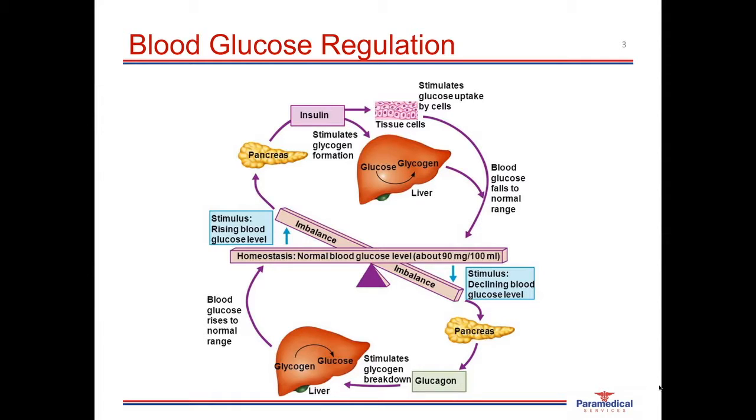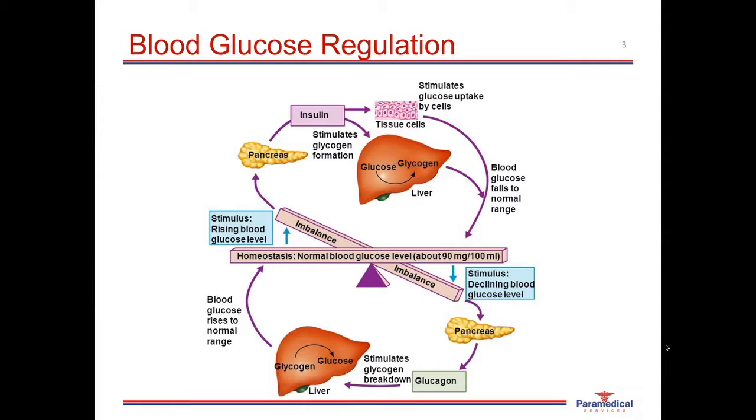insulin and glucagon. Insulin is produced by the beta cells of the pancreas, and when blood glucose levels rise too high, insulin is released and it aids in transportation of glucose from the bloodstream into the cell. It also aids in metabolism of the glucose by the cell, and any excess glucose in the bloodstream, it helps to convert into glycogen, which can be stored in the liver.